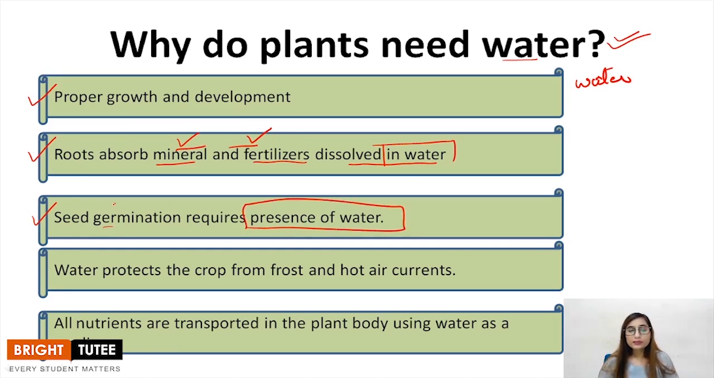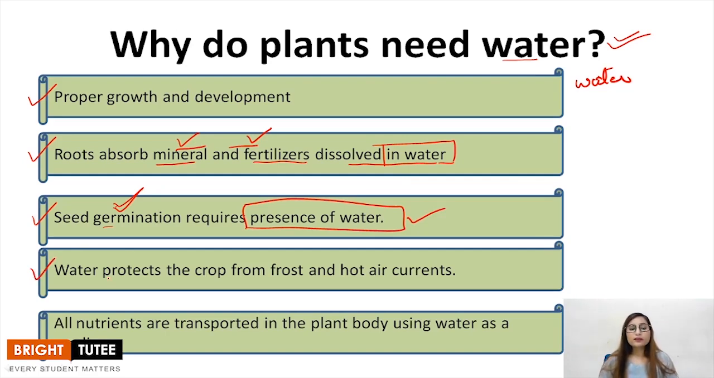Third, seed germination requires presence of water. Seed germination cannot take place if there is no water present. This is the third important reason, because seed germination is very important for us to grow new plants, right? So seed germination requires presence of water.